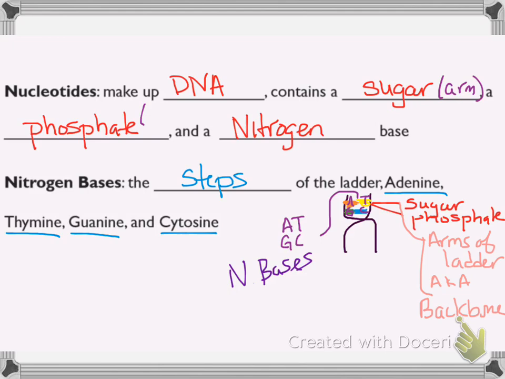So I went back and added it. So next to sugar, right arm, and next to phosphate, right arm. All right, so next we have complementary pair.